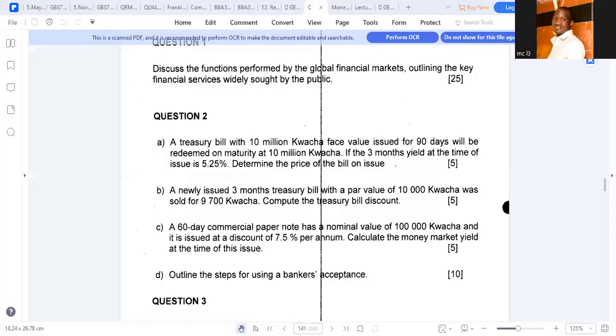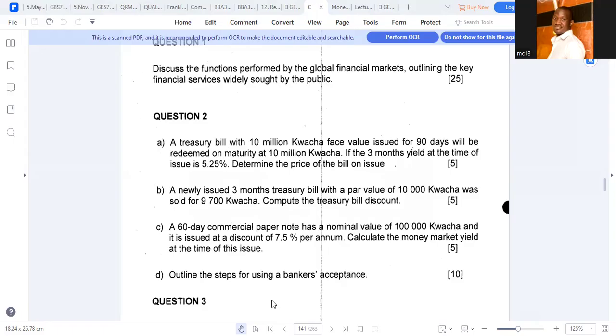What did we define the treasury bill discount as? The treasury bill discount is the difference between the face value or the par value of the treasury bill and its purchase price. So treasury bills are usually issued at a discount and then they're redeemed at the full value upon maturity. So the discount represents how much the investor is going to earn.